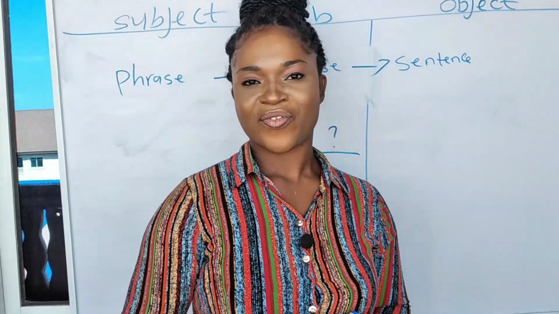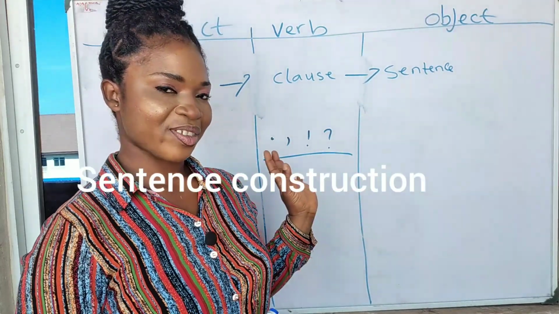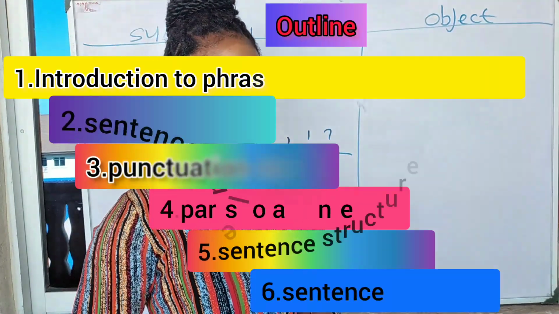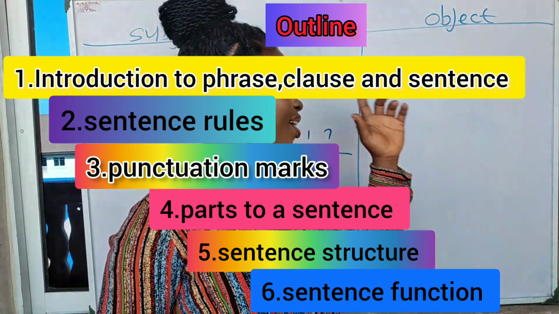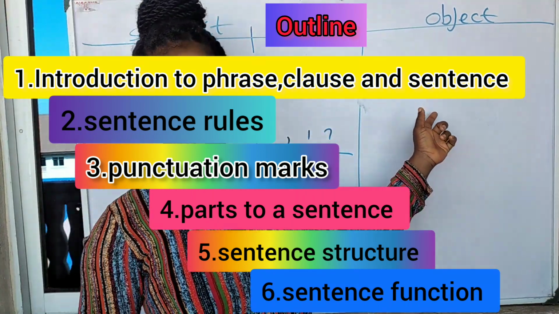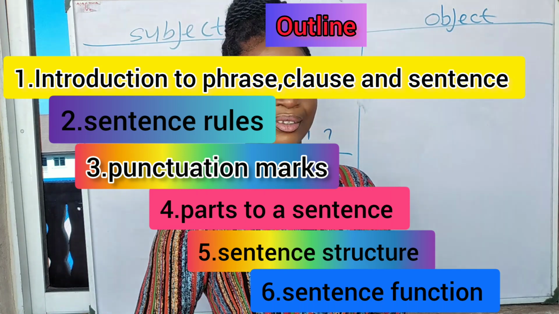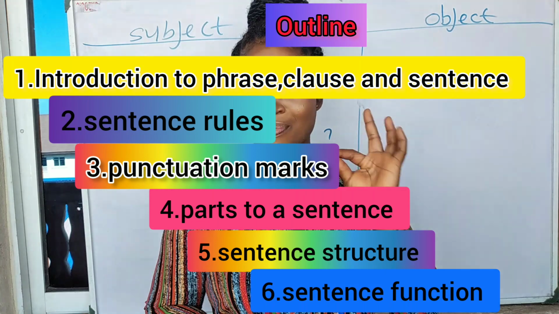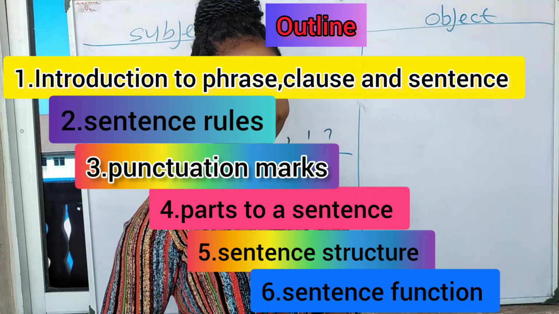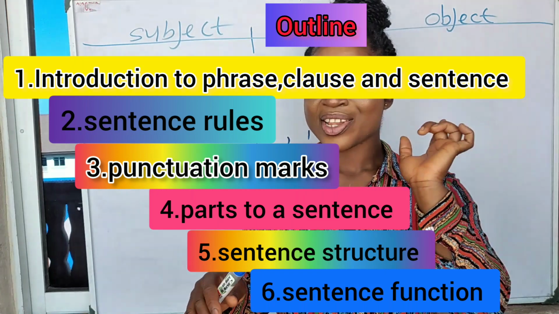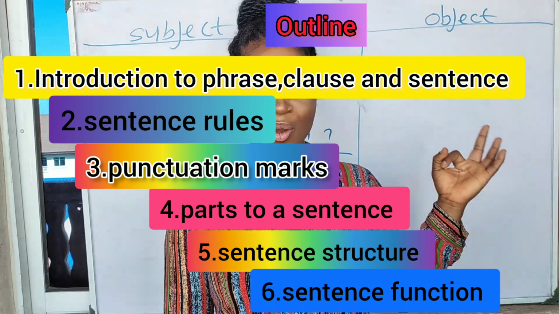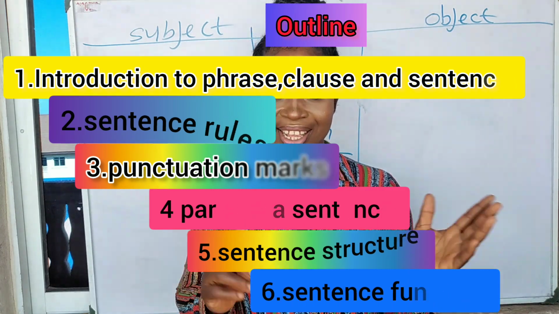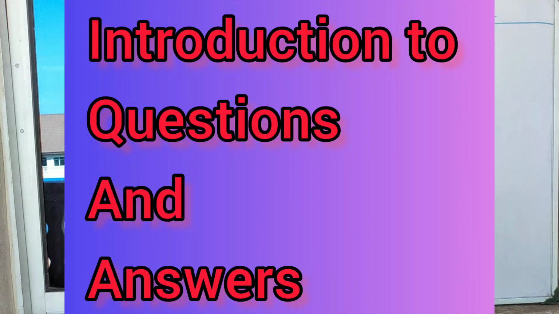Alright, so today we're going to be moving from the word formation stage to the sentence construction stage, and here is the outline I have for us. Firstly, there's going to be an introduction to phrase, clause, and sentence, and we're going to be talking about sentence rules. We move down to number 3, which is on punctuation marks. Number 4, we're going to be looking at parts of a sentence, number 5 is going to be sentence structure, whereas number 6 is going to be sentence function. Okay, and finally, an introduction to question and answer.